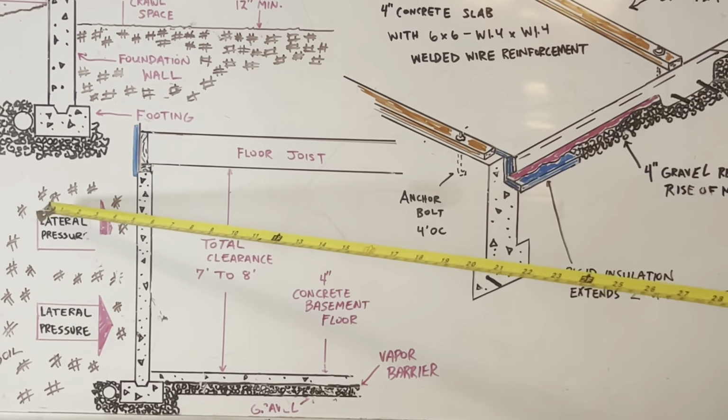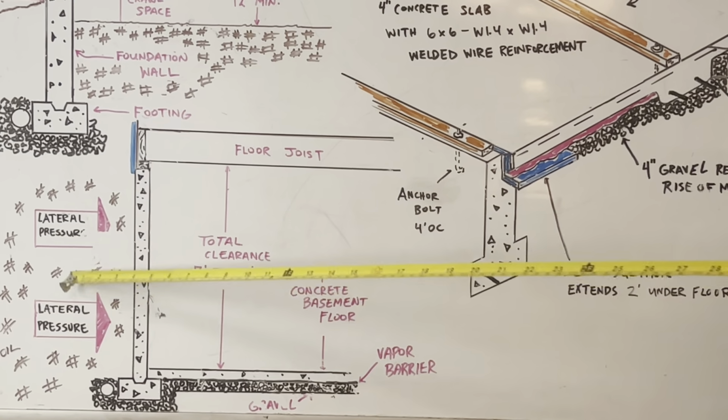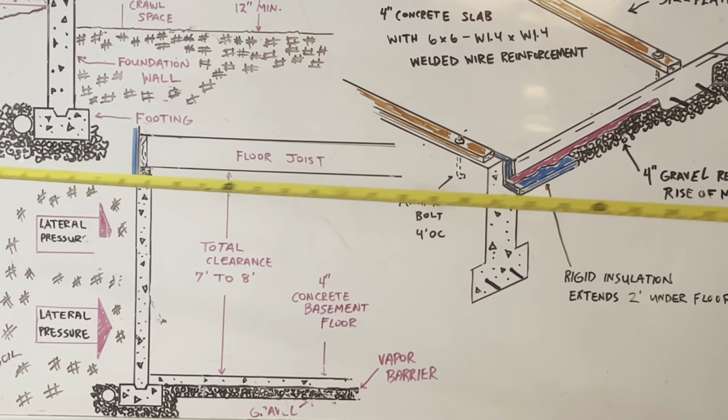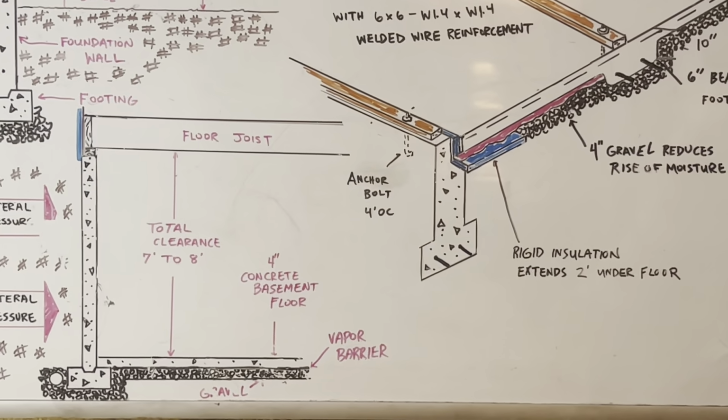Now, if you look right here, I got lateral pressure coming from my soil. Okay, this is my soil over here. Lateral just means sideways. I got sideways pressure. Here goes my concrete wall.